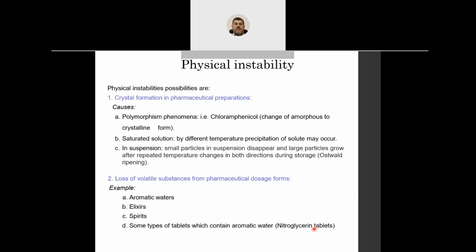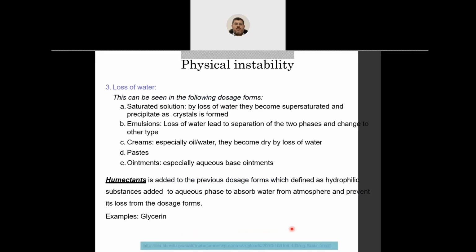So nitroglycerin, because it is a volatile substance, can evaporate upon storage. So aromatic substance or volatile substance, you can say instead of aromatic water. Some types of tablets which contain volatile substances like nitroglycerin may also show less content with time due to evaporation of the active ingredient.